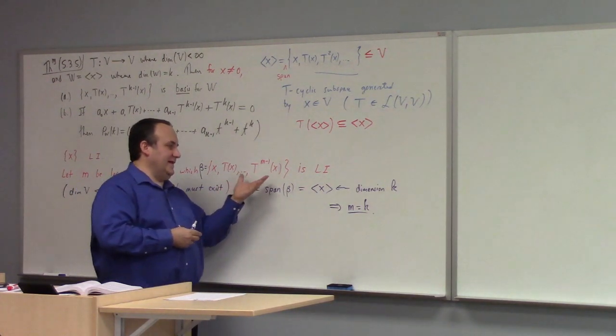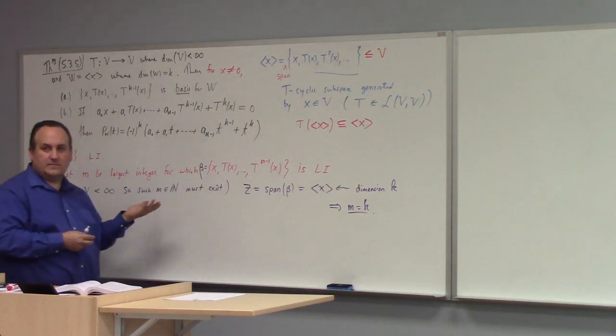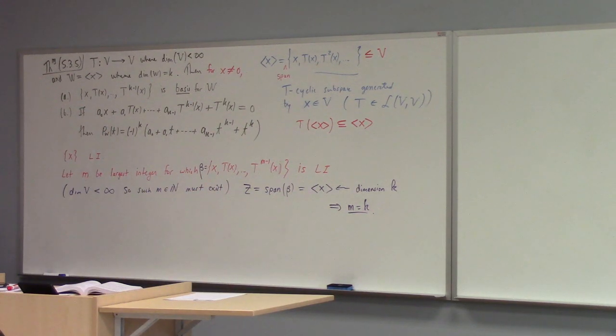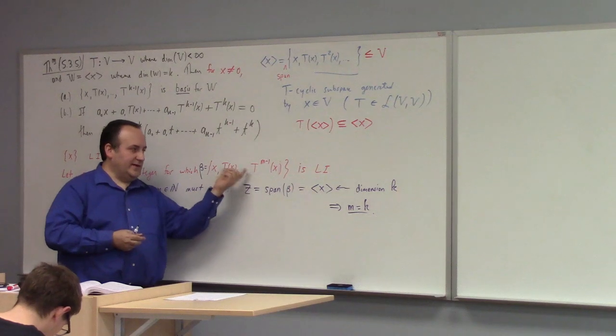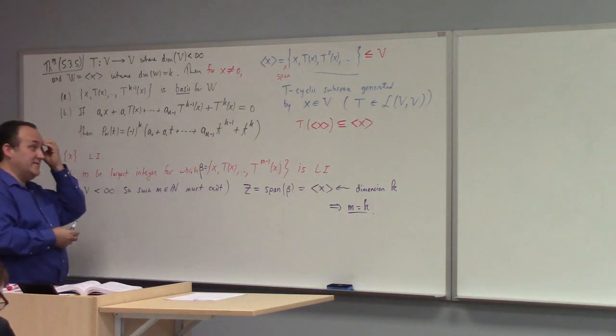Anyway, so the point is that's the basis, all right? So you can generate the basis for a T-cyclic subspace simply by taking a vector and then applying the operator and operating again and again and again. This generates the basis. That's actually kind of neat.